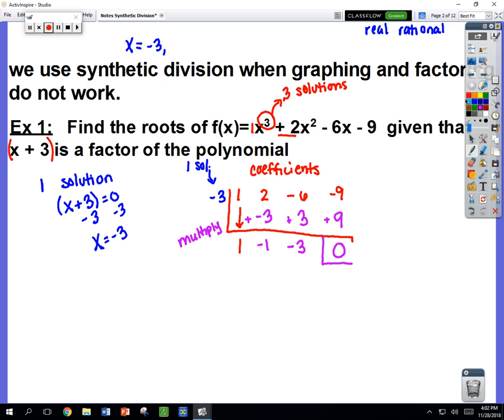So one of my factors they already told me was x plus 3. The other factor comes from this. So I already took an x out for the x plus 3, so this one would be 1 exponent less. So this would be x squared minus 1x minus 3. So you take 1 exponent less. So instead of being an x to the third, this one would be an x squared. That would be a negative 1x, and that would be a negative 3.